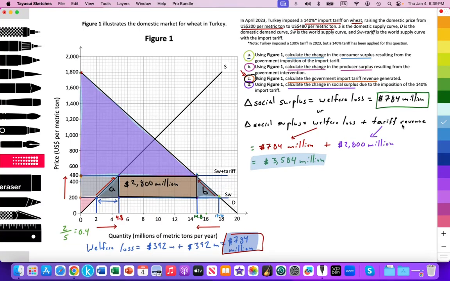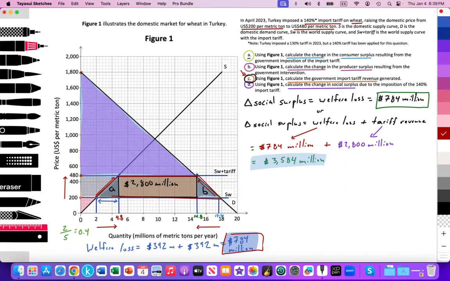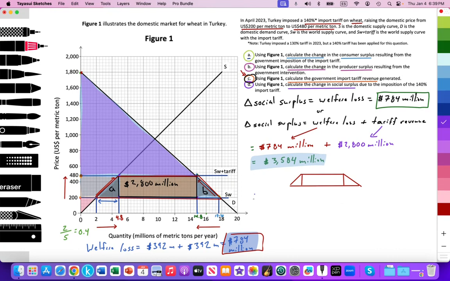All right, so when we get to this answer of 3,584 million, being the sum of the welfare losses plus the tariff revenue, we see that that shape is a trapezium, which I'm going to highlight. So here we have this trapezium shape. Let's try red. So here's the trapezium shape. Okay, so we're going to just practice calculating that. It's not accurately drawn, but in any case, that's what that looks like. So can we calculate the surface area of that? Yes.